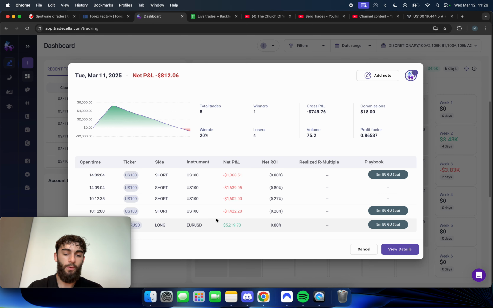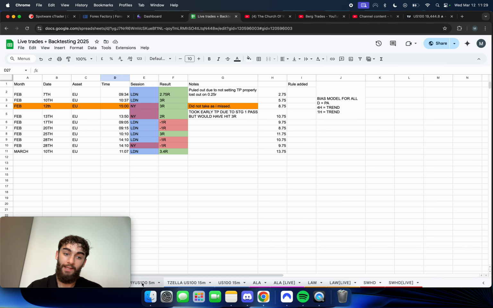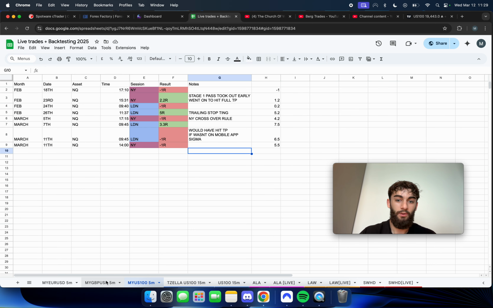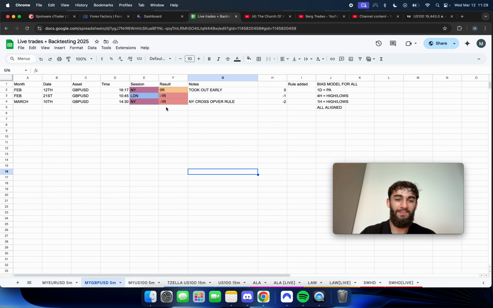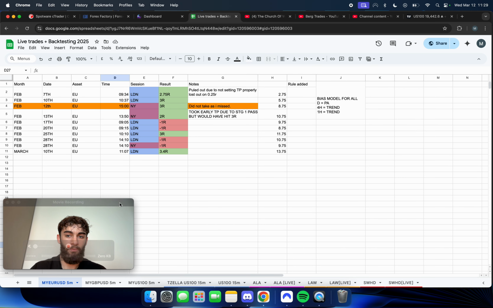So 2 US100 losses for Tuesday, the 11th of March. And last little note, we logged them here on our US100 spreadsheet. As you can see, still up 5.5R on US100. We are actually down -2 on GU. GU still hasn't given us a win, and then EU has been crushing it. So EU's pretty up there on the R gained.